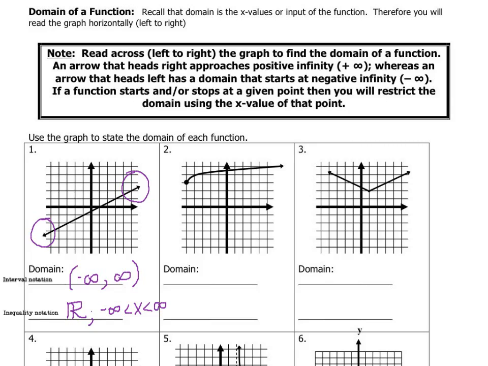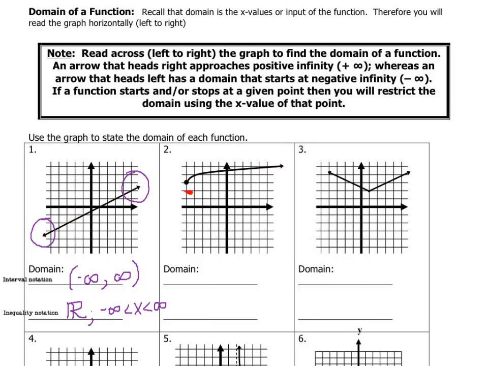Alright, so this second example, if you read this graph from left to right, tracing along the graph, you can see that there's no arrow heading towards the left side. So there's no arrow going towards negative infinity. There is an arrow, though, going towards positive infinity. Okay, so unlike this first example of this linear function, this one does not have a domain of all reals. This has a restricted domain.